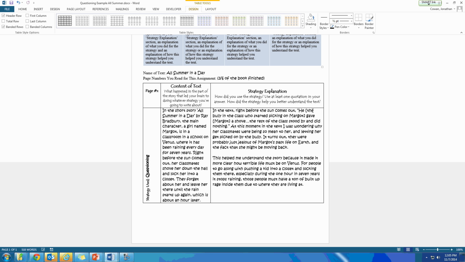So what was the question? And then it could be answered by an inference. So this helped me understand the story because it made it more clear how terrible life must be on Venus. For people to go along with pushing a kid into a closet and locking them there, especially in the 1 hour in 7 years it stops raining, those people must have a ton of built-up rage inside of them due to where they are living at. So that helped me understand the story more. So that's how you do a questioning reading log.